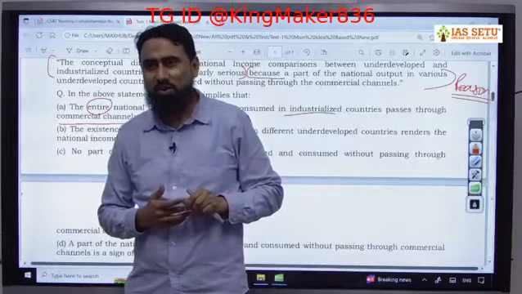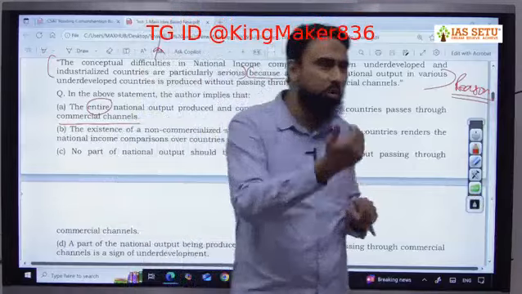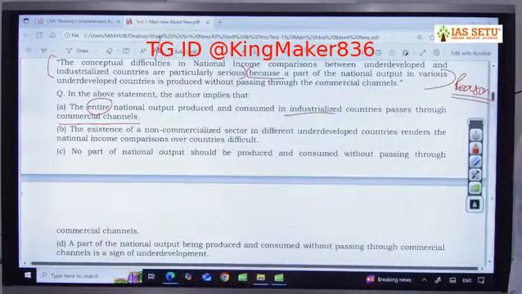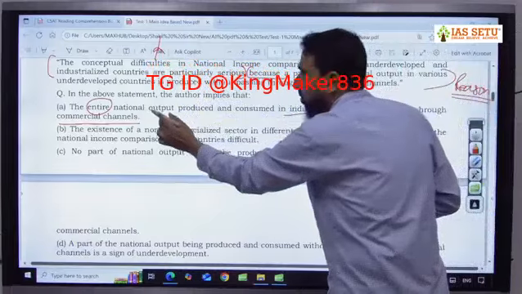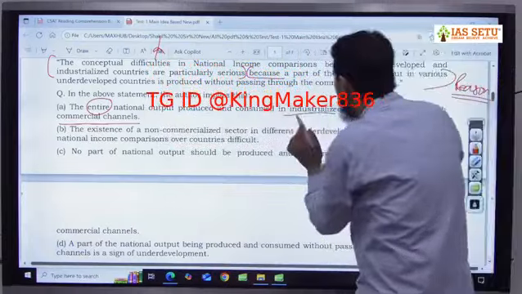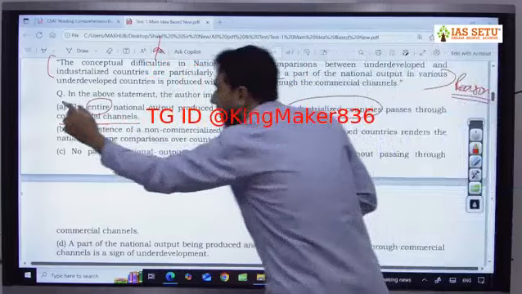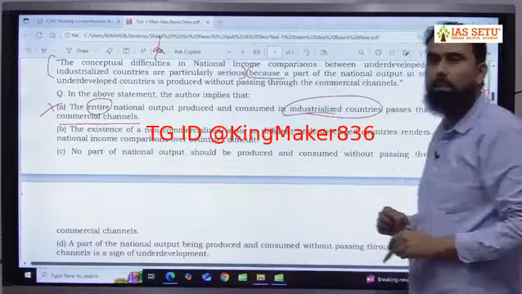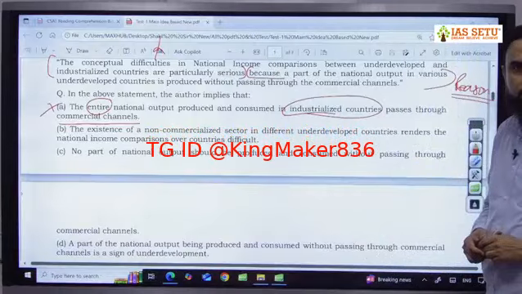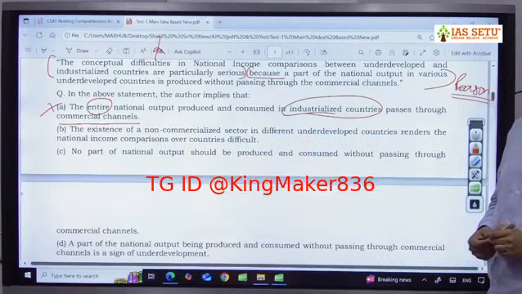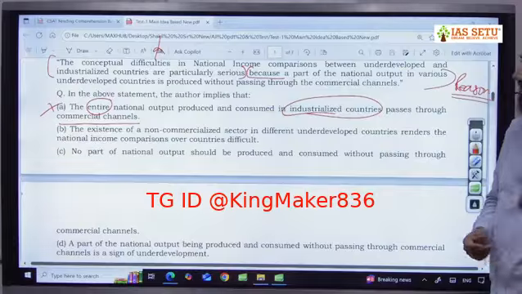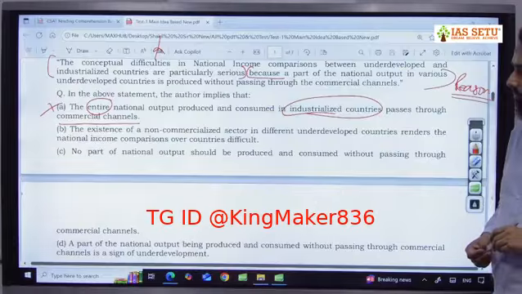Got it? Option A does not represent the author's main point, because the author wants to highlight the comparison of income and the difficulty in that. So difficulty is missing from this. It is only talking about what is happening in industrialized countries. Out. Does not qualify as an answer. But it is logically appealing. So the answer should be the main idea. Yes. Coming to option C.